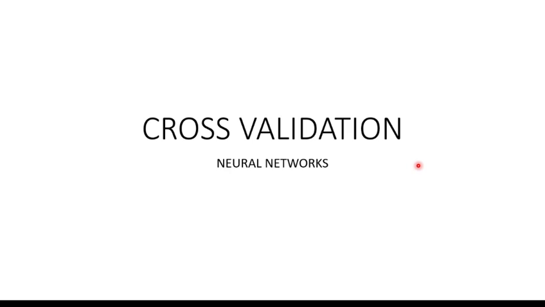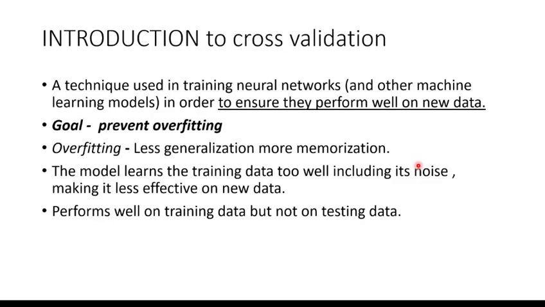First, let us understand what is a neural network. A neural network is a structure which basically replicates our human brain. It is inspired from our human brain. We want the neural networks to work like a human brain, as smart as human brain, right? Yes. So let us see about the introduction to cross validation.